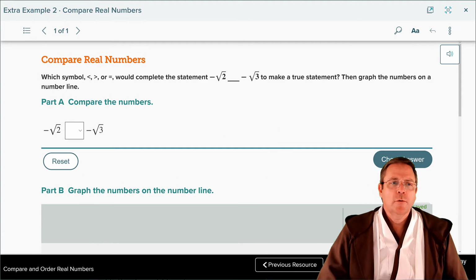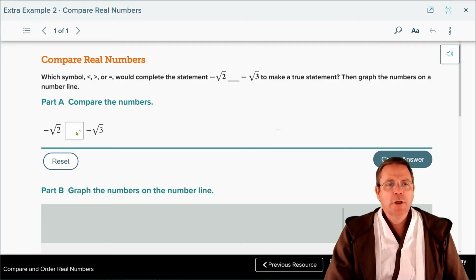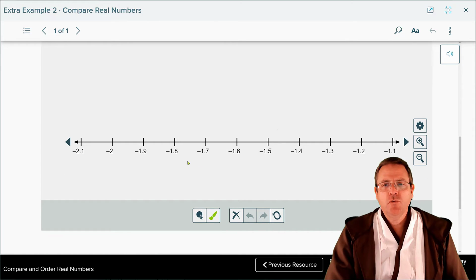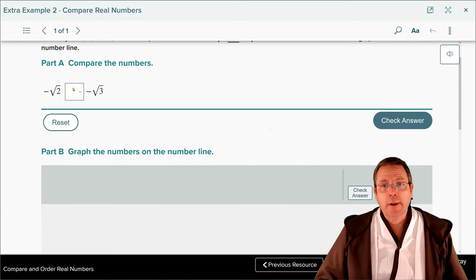Pause the video, solve this problem, make sure you are checking the answer here, and make sure you're graphing it here. You might want to graph it here before you put in your final answer there.